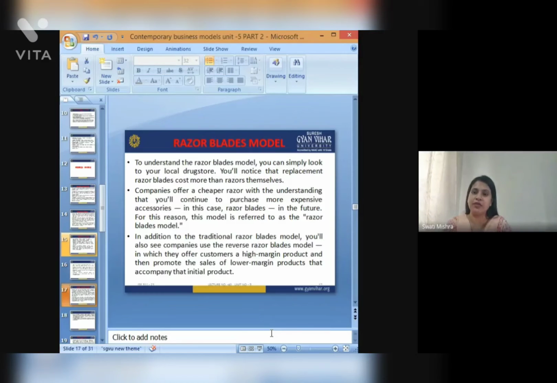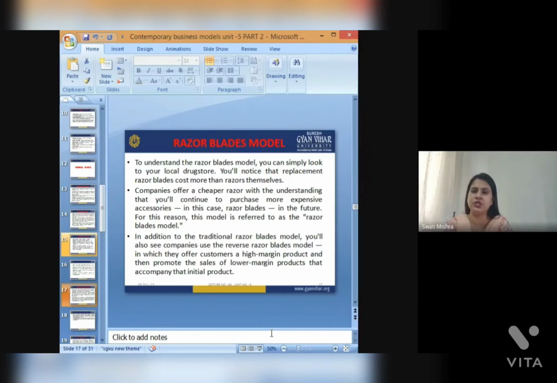So companies often offer a cheaper razor or any other cheaper product with the understanding that you will continue to purchase more expensive accessories with it. In this case, the razor blades, and in the future, you have to buy them for a higher price. For this reason, this model is referred to as the razor blades model.